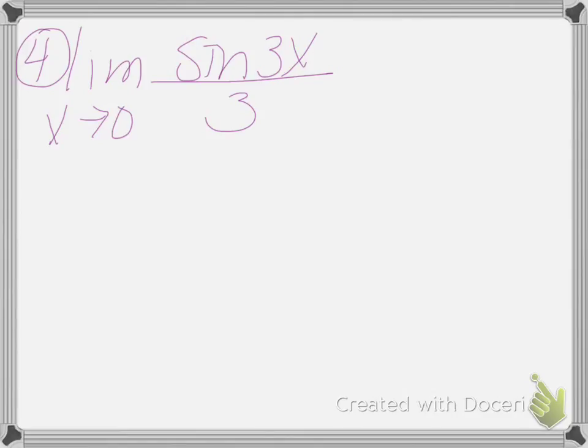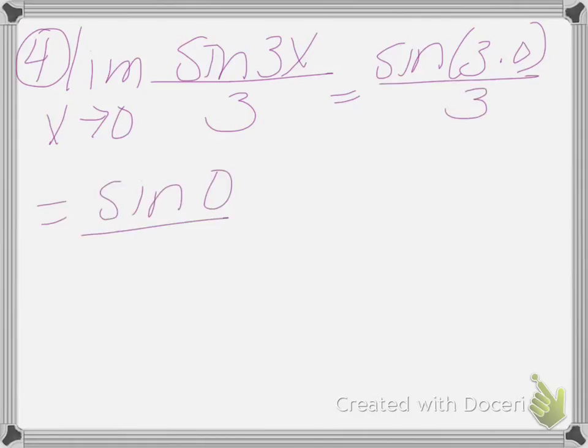Okay, this is number 4. It's a limit problem, so the first thing we're going to try is substitution. So we're going to get sine of 3 times 0 over 3. That gives us sine of 0 over 3. Sine of 0 is 0 over 3, which is 0. And that was the answer.